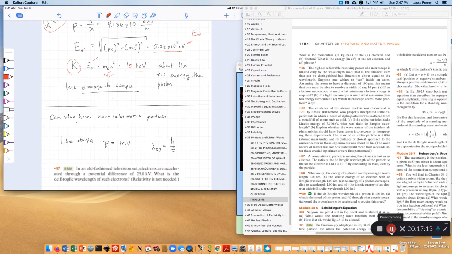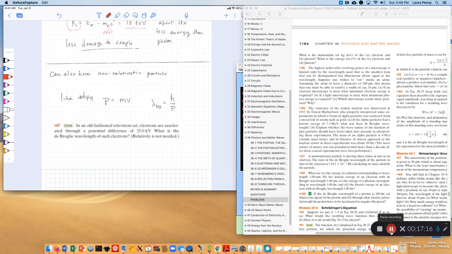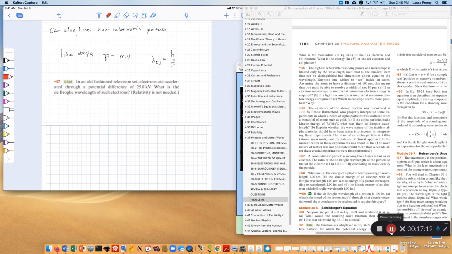You can also have non-relativistic particles, non-relativistic momentums. So number 49 is similar to this one that I'm going to do right here. In number 47, it says we have an old-fashioned television set, a CRT, cathode ray tube. This is also like the oscilloscope that we used in lab. So electrons are accelerated through a potential difference, a capital delta V, electric potential difference of 25,000 volts. And what's the de Broglie wavelength of these things?